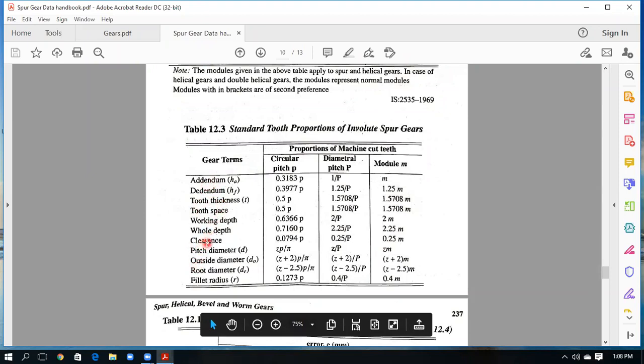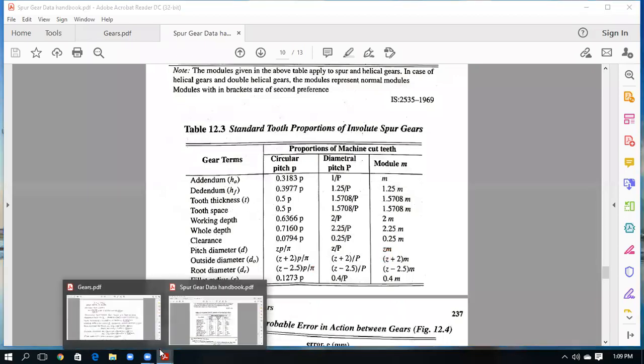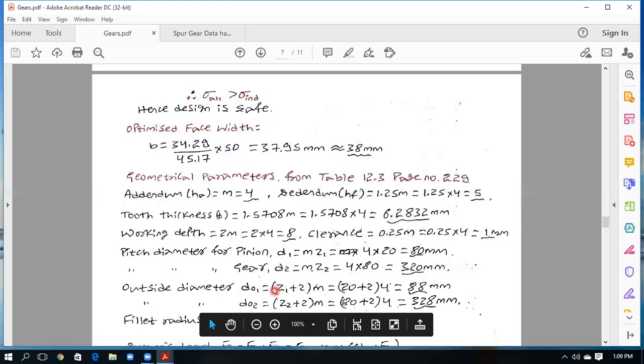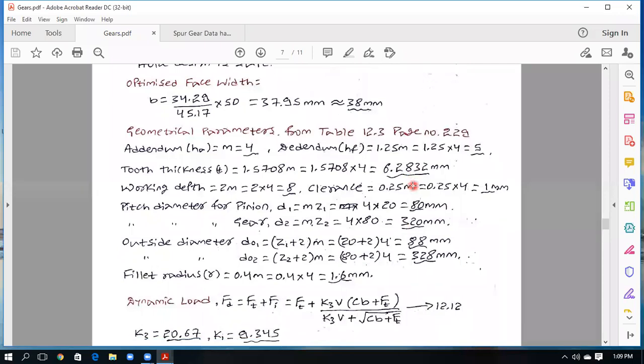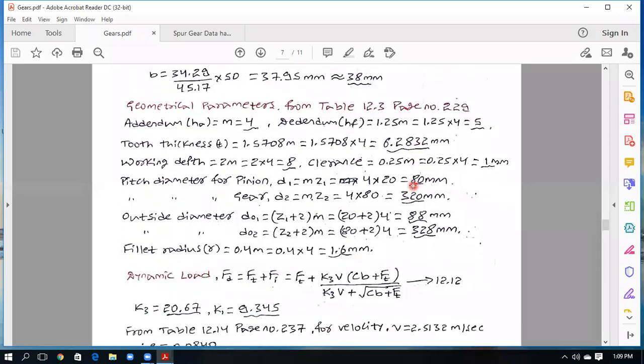These are all the geometric parameters I am going to calculate. Similarly, the pitch diameter, you have already calculated. The outer diameter for the pinion as well as for the gear, you need to calculate, along with the root diameter and fillet radius. I am going to take all these formulas from table number 12.3. Here you can see that all the formulas I have taken are nothing but geometric parameters. You only have to substitute the value of m here, and you are going to get all these values. This is about the geometric parameters, which you have to take from table number 12.3, page number 229.